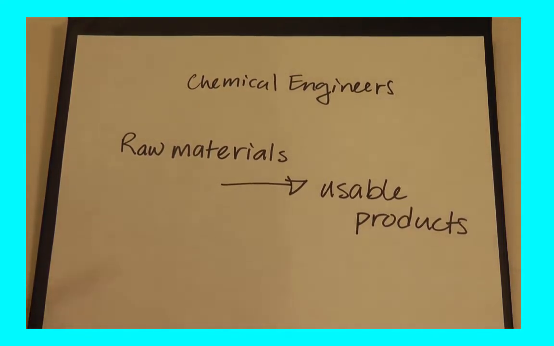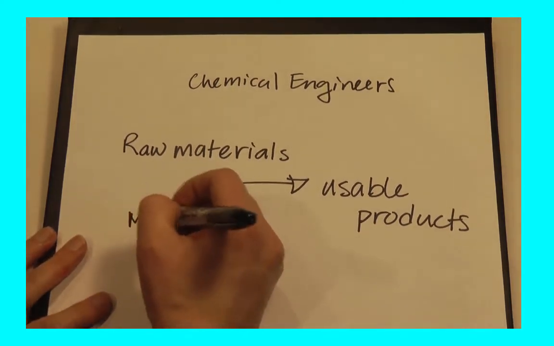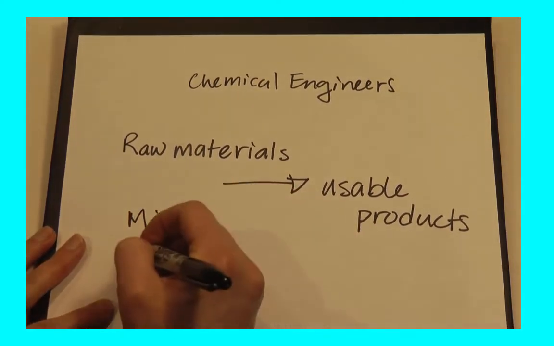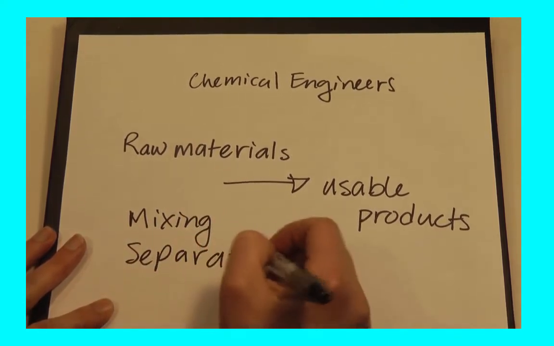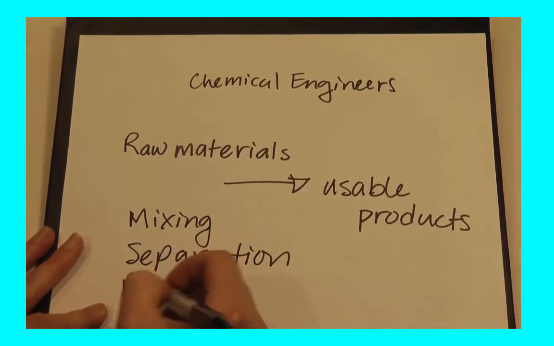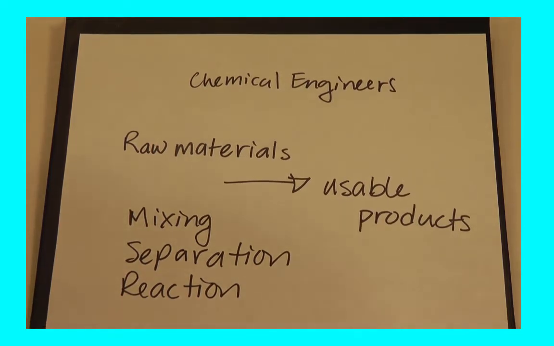The tools that engineers use to do this, there are three basic processes or operations that chemical engineers use, and that is mixing, separation, and reaction. If I can mix things together, separate things that I don't need together, and react things, I can make just about anything. In order to do that, there are some other operations that might be necessary.